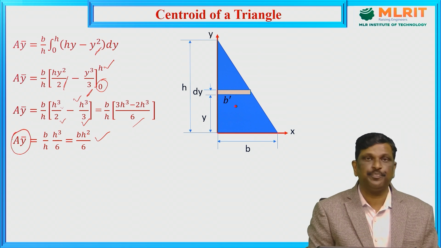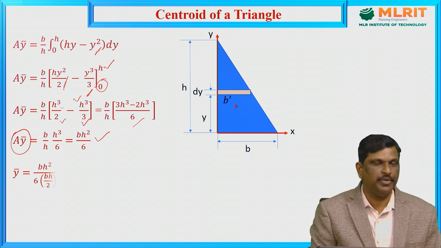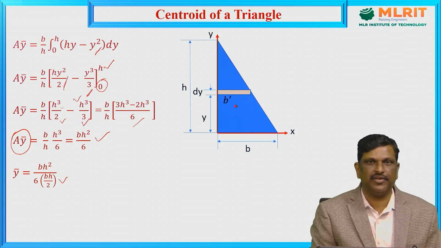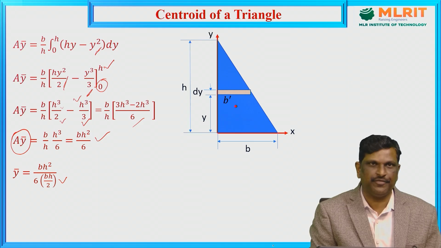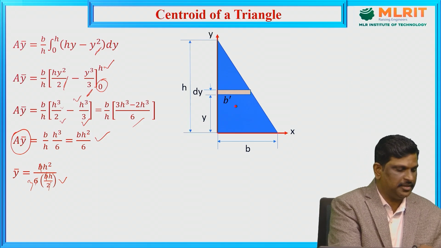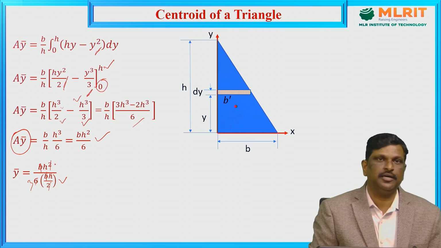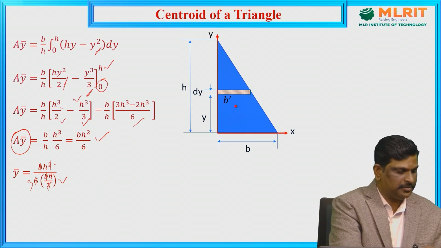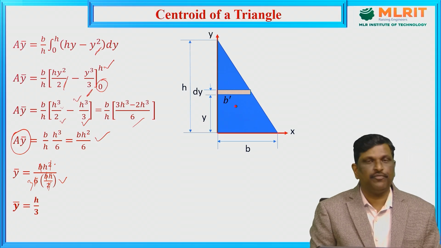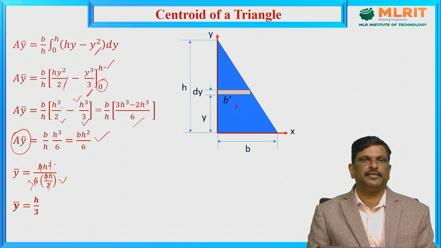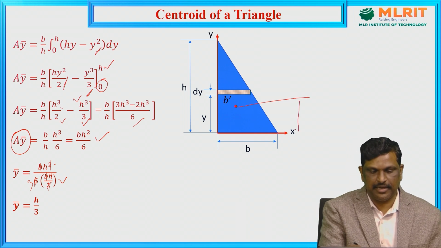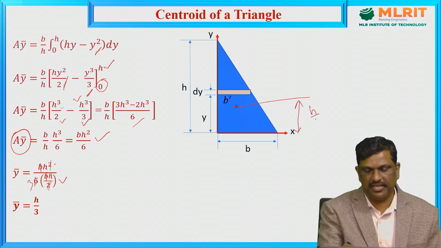Now calculate y bar. Y bar is equal to BH square by 6 divided by A, the area of the triangle. The area of the triangle is given by half into B into H, half into base into height. So from this, B is cancelled, one H is cancelled in the numerator, and 6 is cancelled by 2, giving 3. Y bar is equal to H by 3. The centroid of a triangle always lies at a height of H by 3 from base.